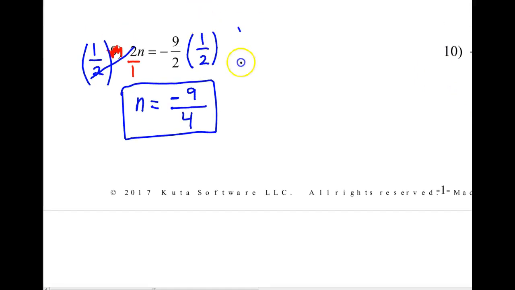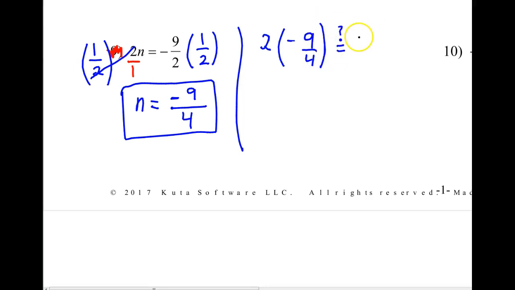If you like, do a check. 2 times negative 9 over 4, does that equal, checking it, does that equal negative 9 over 2? And you can see that, yeah, 2 goes into 4 2 times, so now we have negative 9 over 2 equals negative 9 over 2. We have to do the check.